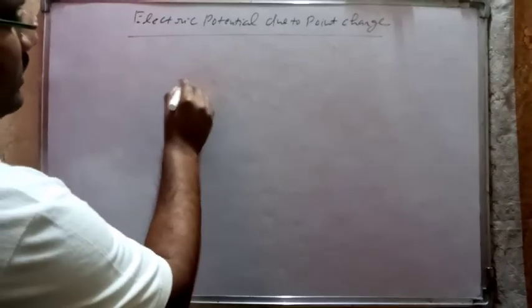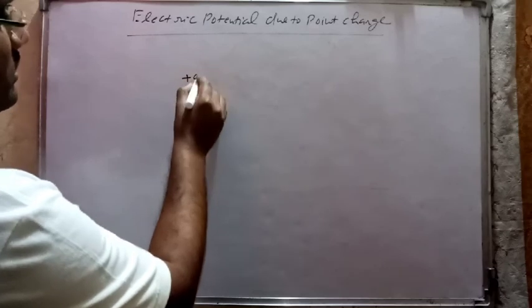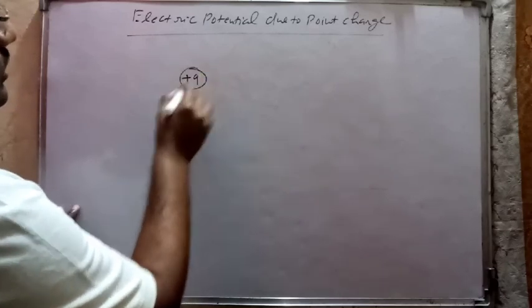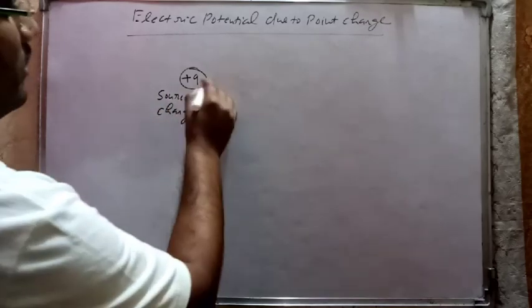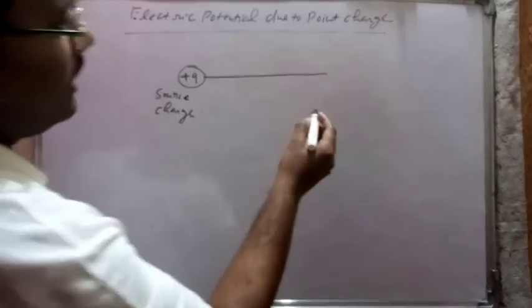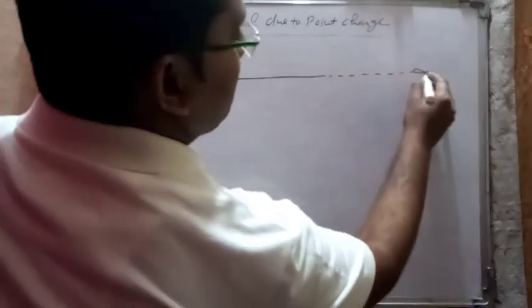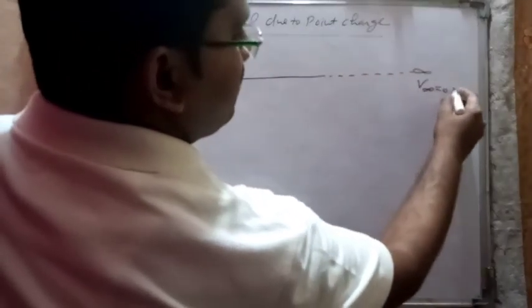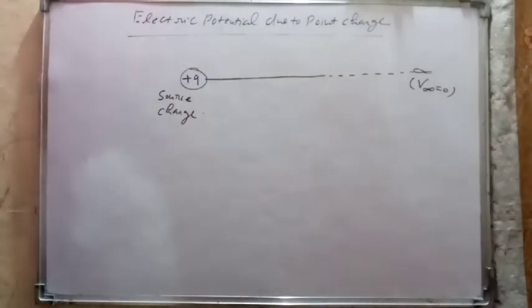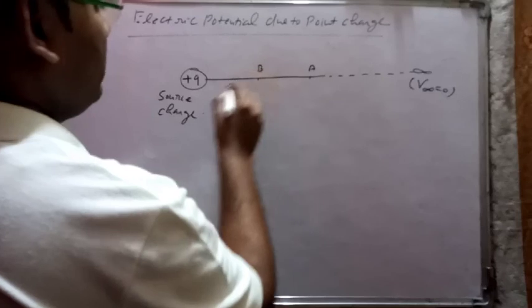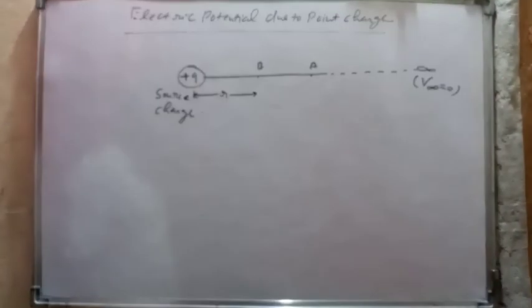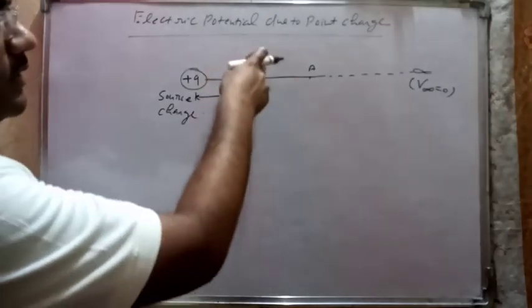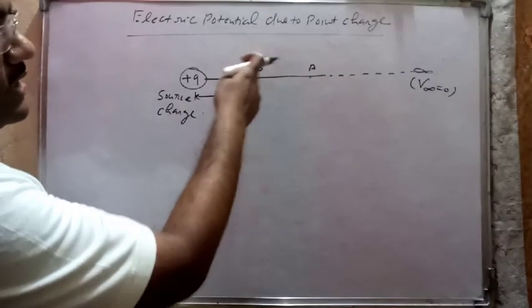Now here we take a positive test charge and a positive source charge. This one is the source charge, and this one is the line up to infinity. At infinity, the electrostatic potential is 0. Now here we take a point A, here point B, and this separation is small r. Here we have to find the potential at B.